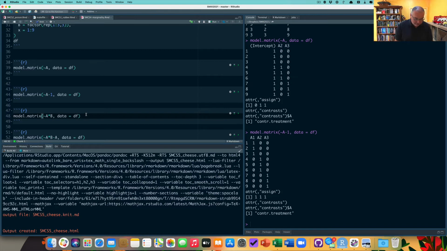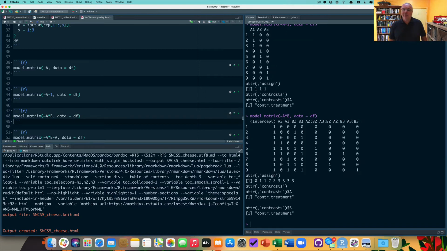Let's do a similar sort of thing. This time I'm doing up to two-way interactions. So I will have my intercept and my main effects. My main effect A is represented by 2 columns. My main effect B is represented by 2 columns. And then we had our interaction terms, which we talked about before.